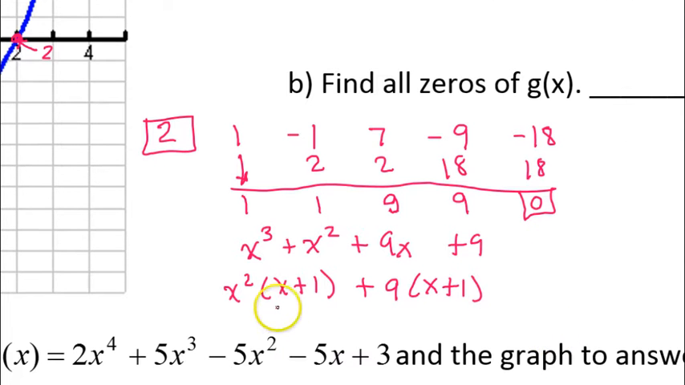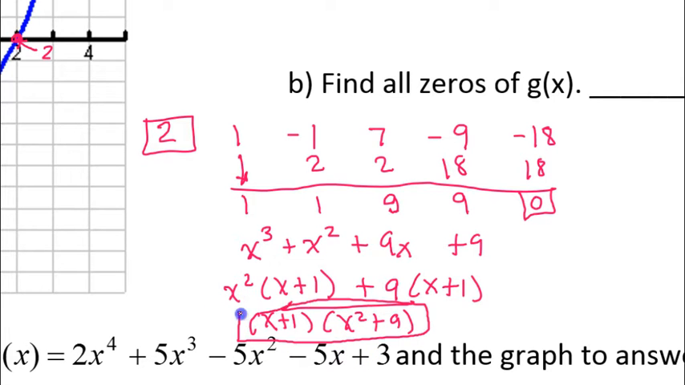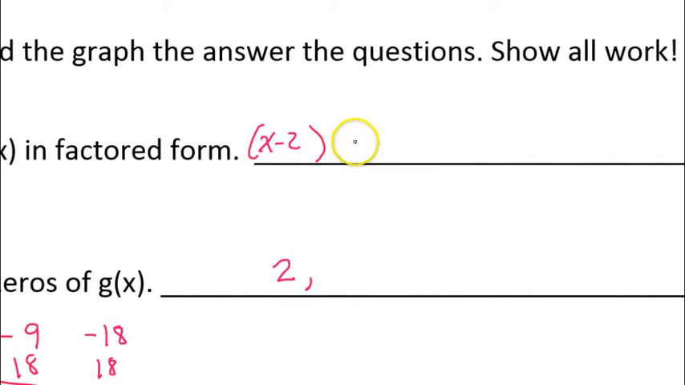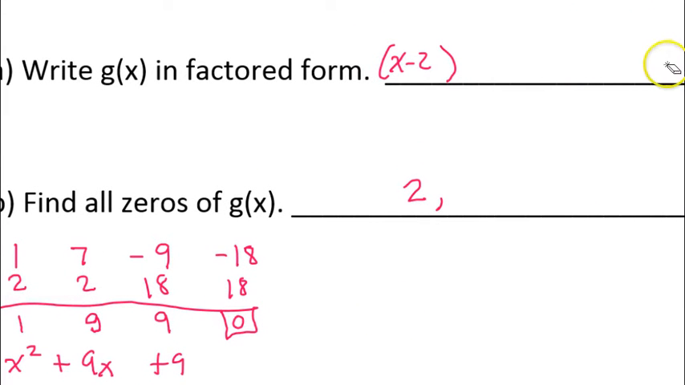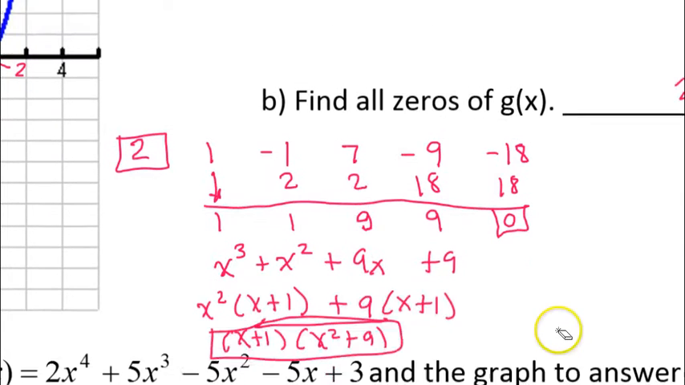x plus 1 is now a GCF, so I could bring out the x plus 1 out front, and that would leave behind x squared plus 9. x squared plus 9 does not factor. So these are my factors right now, x plus 1 times x squared plus 9. So I could go ahead and write that down. Then I could get my zeros by setting these equal to 0. Okay, so that's one way I could do it by grouping. Now I'm going to go back and do it another way, and you can just decide which way is easier for you.